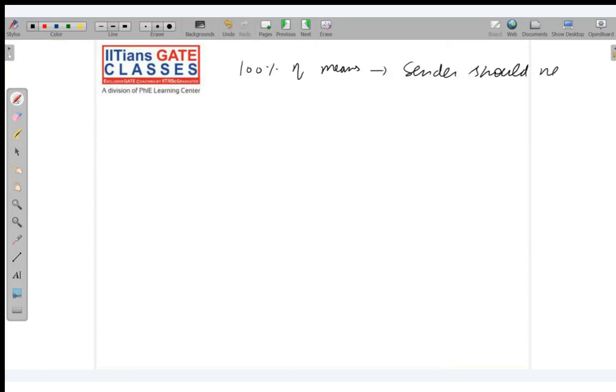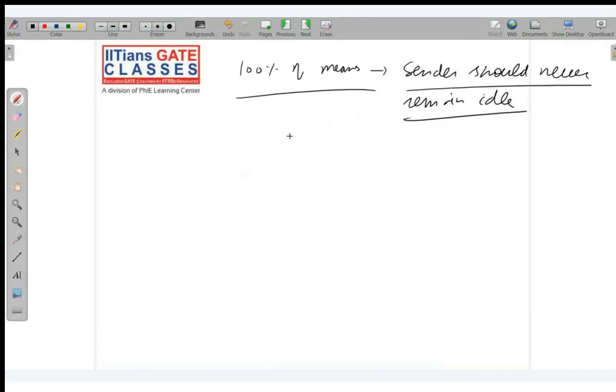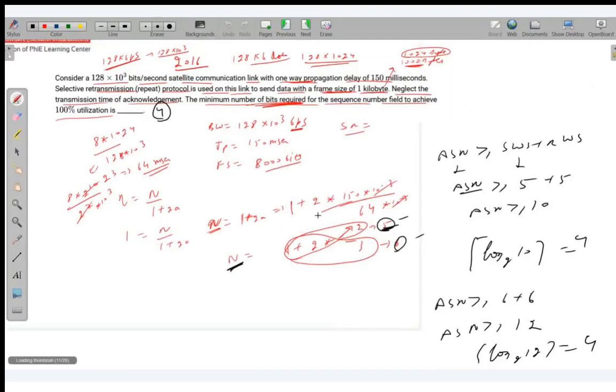Sender should never remain idle. If the sender is idle, then obviously it is not 100% efficiency. So the sender should always be busy. Now you have to check whether it will remain busy for 5 frames or for 6.